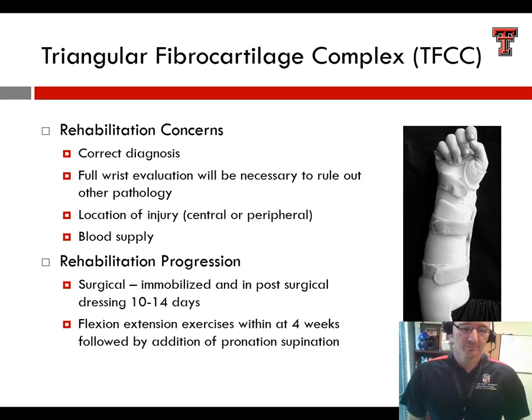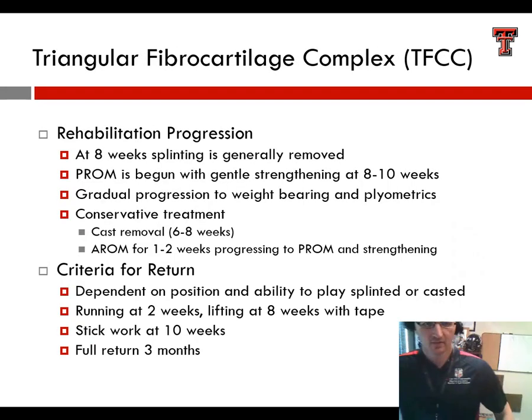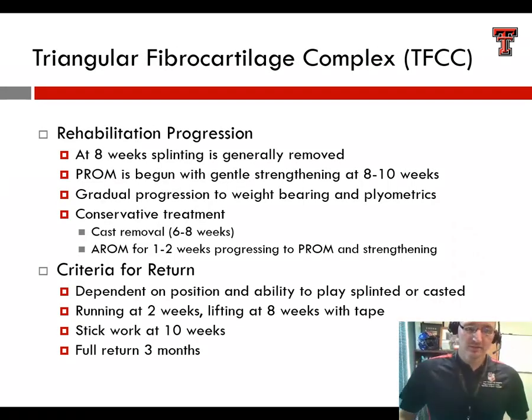Okay, they're going to be immobilized in a post-surgical dressing for up to 2 weeks, and then we're going to start flexion and extension exercises at 4 weeks, not working on pronation, supination, or ulnar and radial deviation until later in the progression. Okay, so generally at 2 months the splint gets removed. They'll start passive range of motion about this time. We said we could do flexion extension. That's the extent of it. We're not going to get aggressive with anything that involves load to the TFCC until round about month 2.